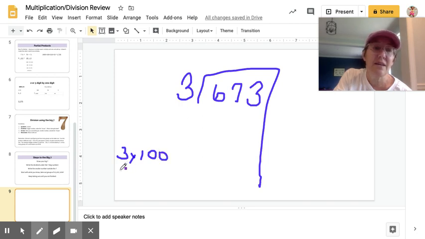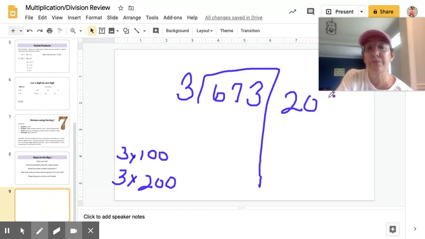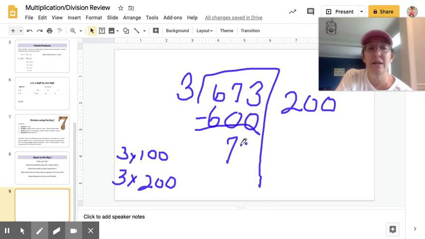and then I did 3 times 200. And when I wrote out my multiplication problems, I know that 200 groups of 3 is 600. Does that get me really close? It gets me really close. So I'm going to start with 200. So 3 times 200, and then you write down how many you're taking out, which would be 600. And then I'm left with 73.